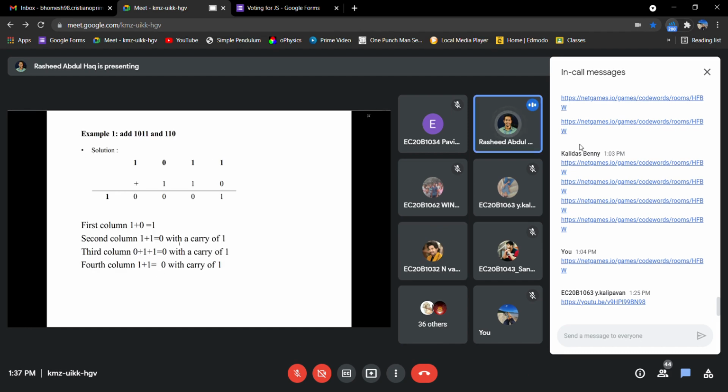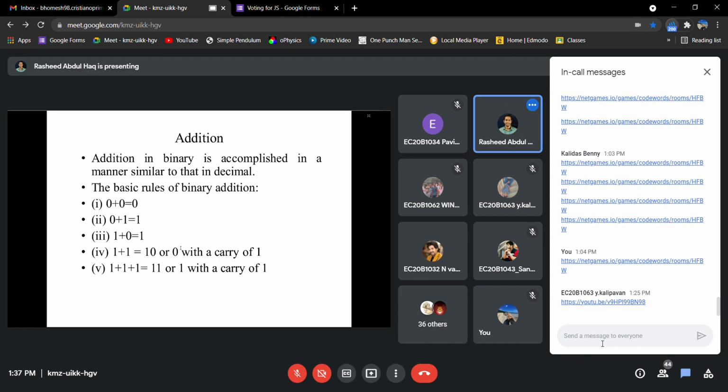Okay. Now I shall come back to addition. Binary addition is similar to normal decimal addition, but there will be a small difference. In decimal, 10 plus 1 is 11.